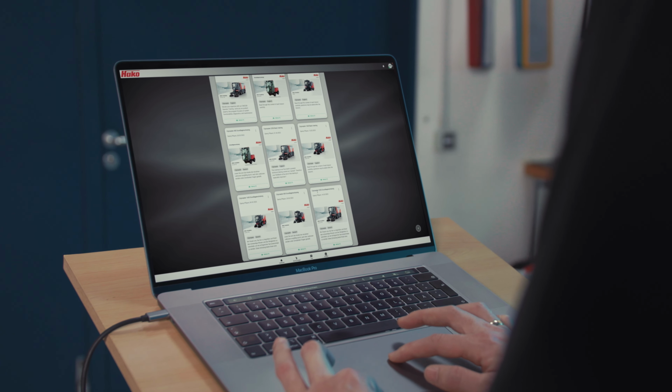All data is encrypted in compliance with the GDPR for the highest possible level of data protection. The interface can also be adapted to your company's individual design.